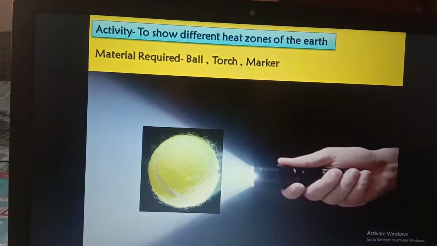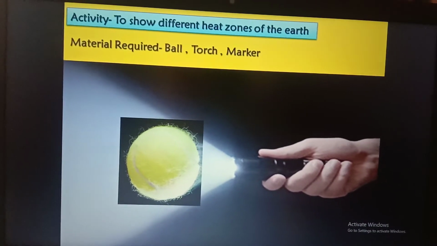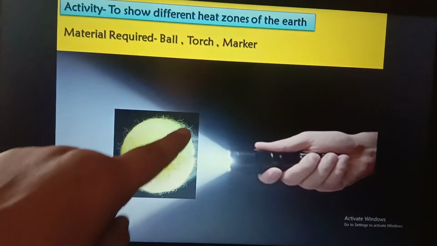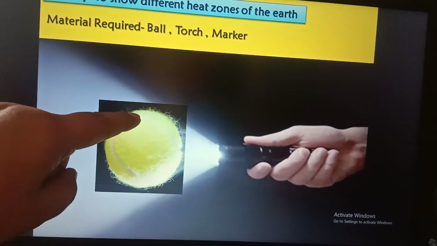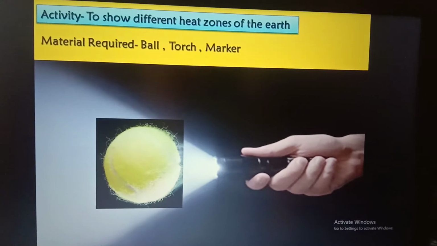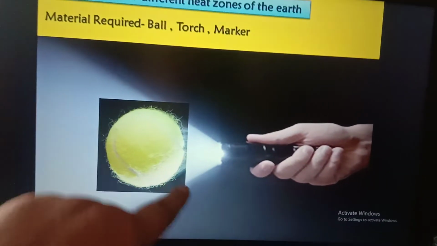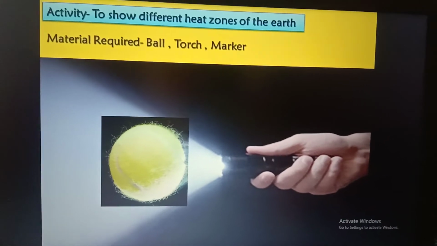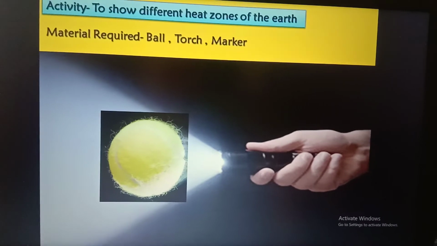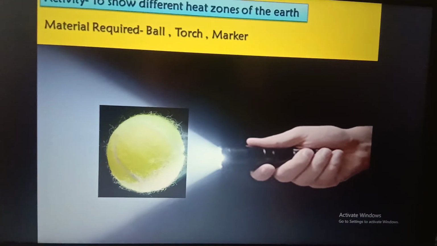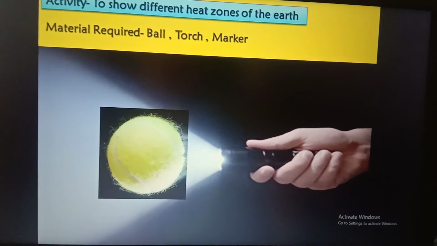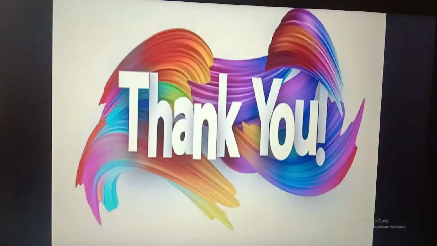Now step 4. The slanting light coming from the torch towards the ball shows the poles. Here are the poles. We will mark them with the marker. So the slanting light coming from the torch towards the ball shows the poles. By performing this activity, we have learned how sun rays show their effect on the earth with the help of a torch and ball. Thank you.